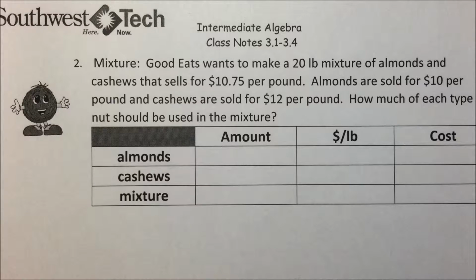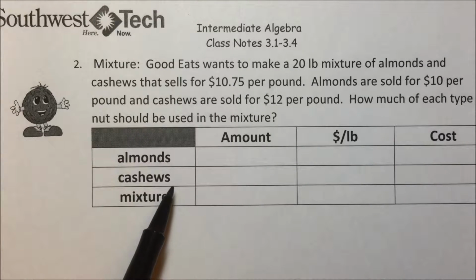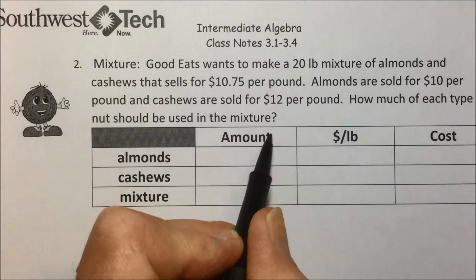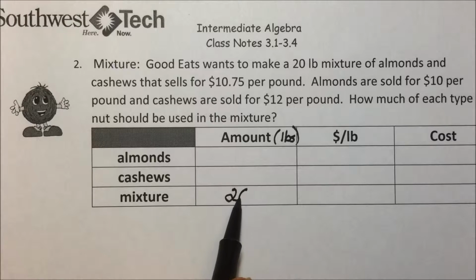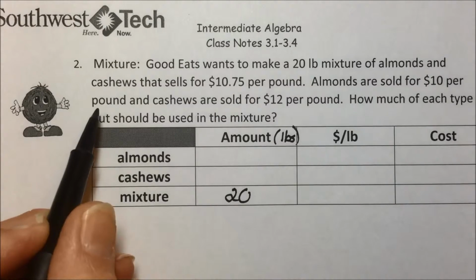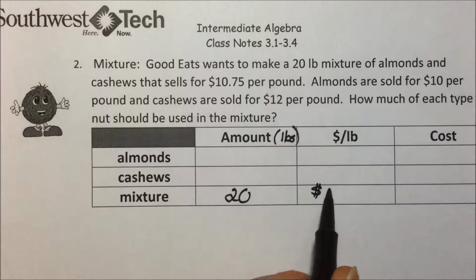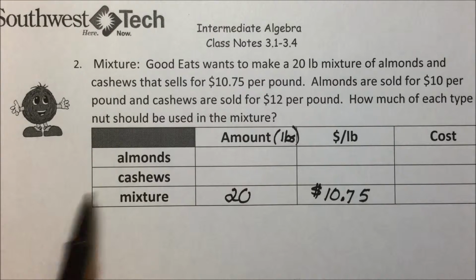There's a lot of information given here, so I have a table to help organize this information. Going back to the beginning of the problem and filling in the slots that we can, Good Eats wants to make a 20-pound mixture. So under mixture, where we're talking pounds, and I'll identify that here in the heading, they want a 20-pound mixture of almonds and cashews, and it sells for $10.75. So the price per pound is $10.75.